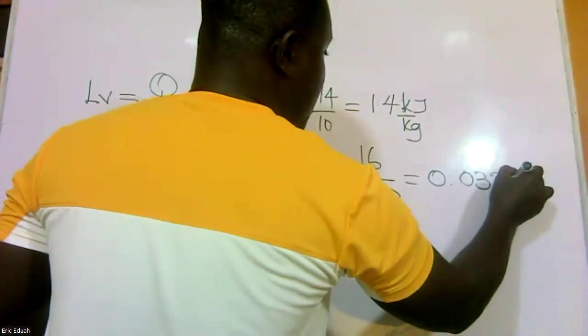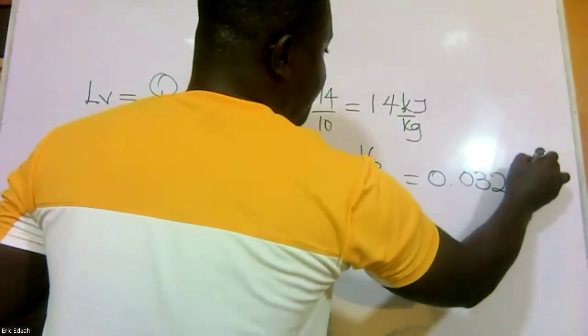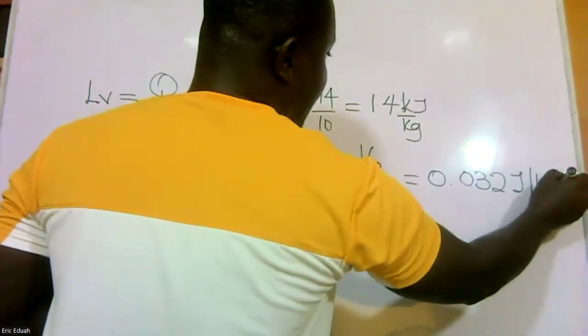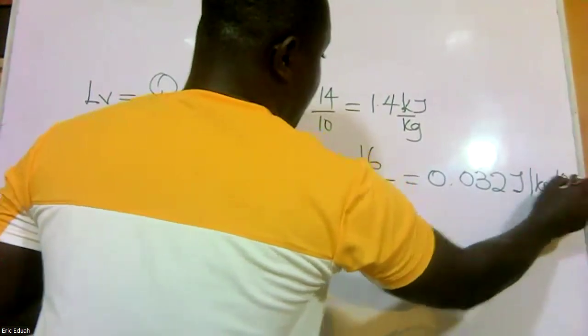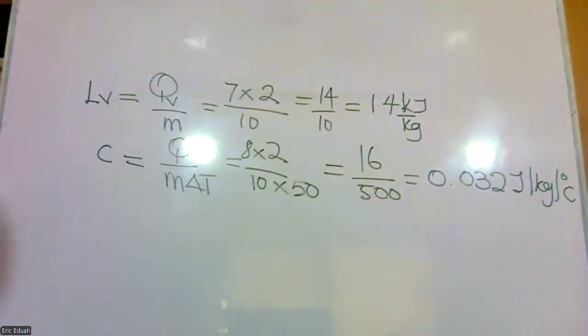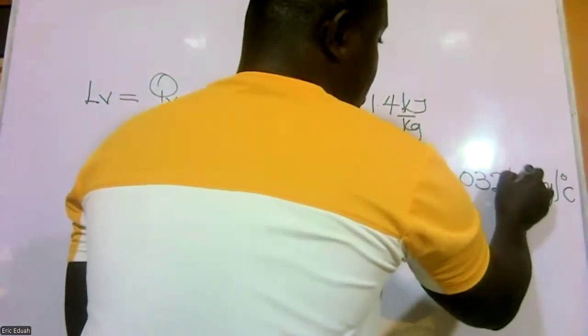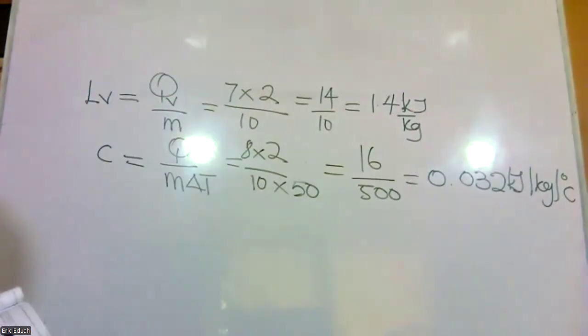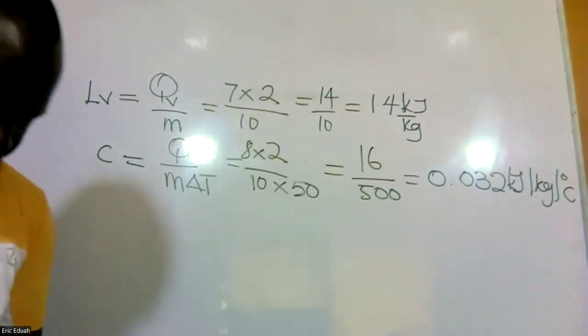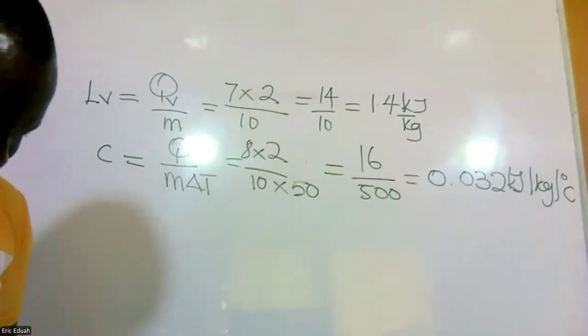0.032 joule per kilogram per degree Celsius. So the right answer is actually the third option. Fine, it's kilojoules. So the third option. Then 115.